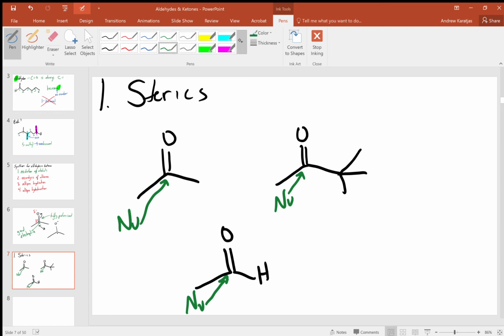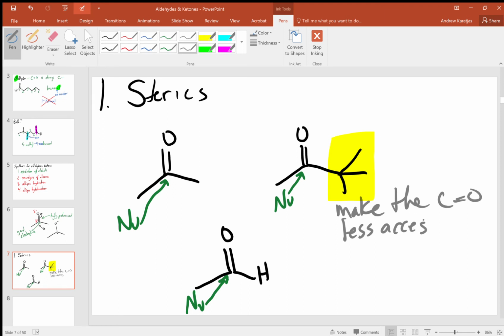And so if we put a large group next to our carbonyl, like this t-butyl group, that's going to make the carbonyl less accessible. And if we make it less accessible, it's not as good of an electrophile. So more steric hindrance, larger groups on the carbonyl, make it a worse electrophile, just like we learned with SN2 reactions.